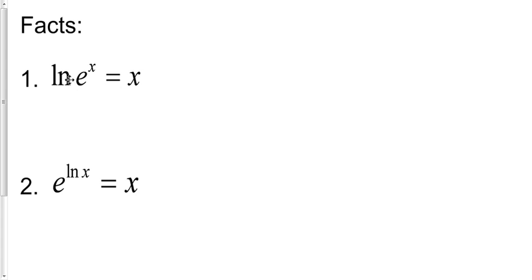I always think of it this way. The natural logarithm and the base e, they're inverse operations. So if you're taking an ln of e, they kind of undo each other. They cancel each other out, and you're left with the power. Number two, the second fact that we have is e to the power of ln of x equals x. And again, when you take base e to the power of ln, these are inverse operations. They kind of undo each other, and you're left with x. Okay, so if you want to, you can cancel them out. We're going to use these facts to help us solve some equations.